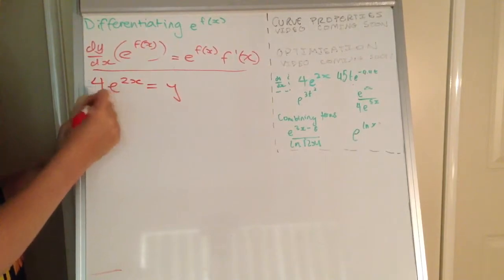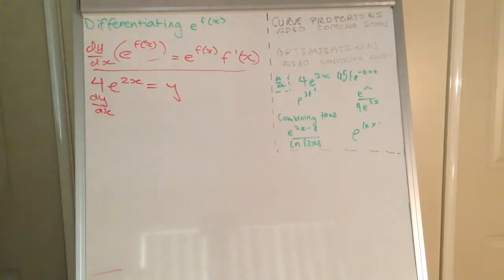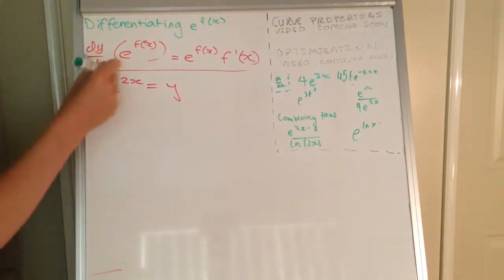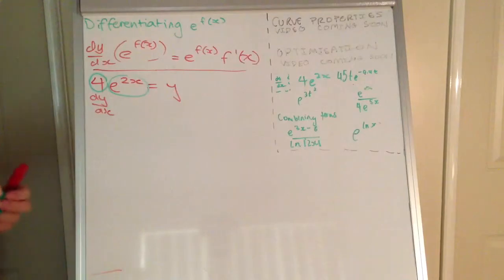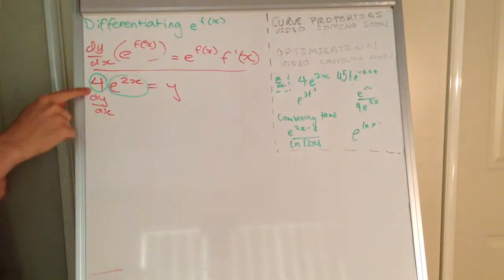So to get the dy over dx, we need to think, what rules of differentiation are we going to use? Is it a quotient rule? Is it a product rule? By looking at it, we can see, no, there's no evident division there, so it's not a quotient rule. There's no evident addition there, so it's not a sum rule. So it looks like it's going to be a product rule. And we can identify that there are two distinct terms there: a first term of 4 and a second term of e raised to the power of 2x.